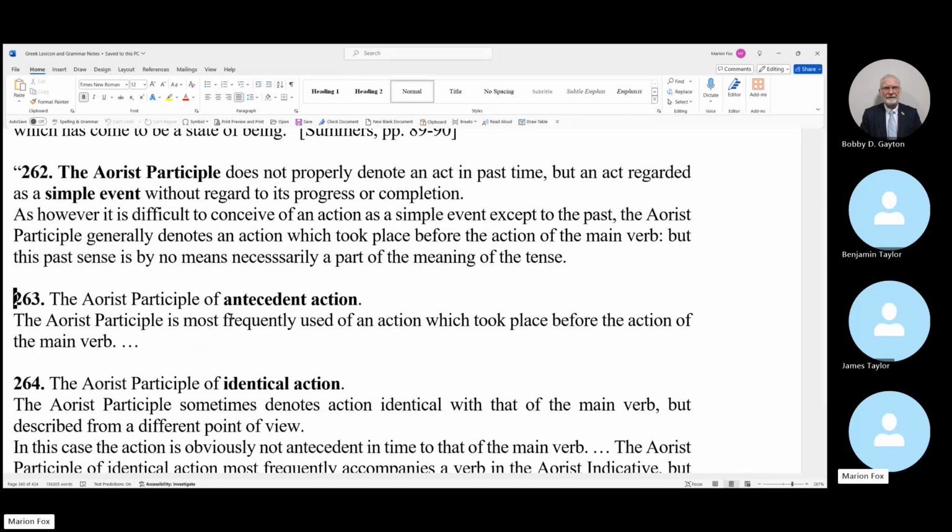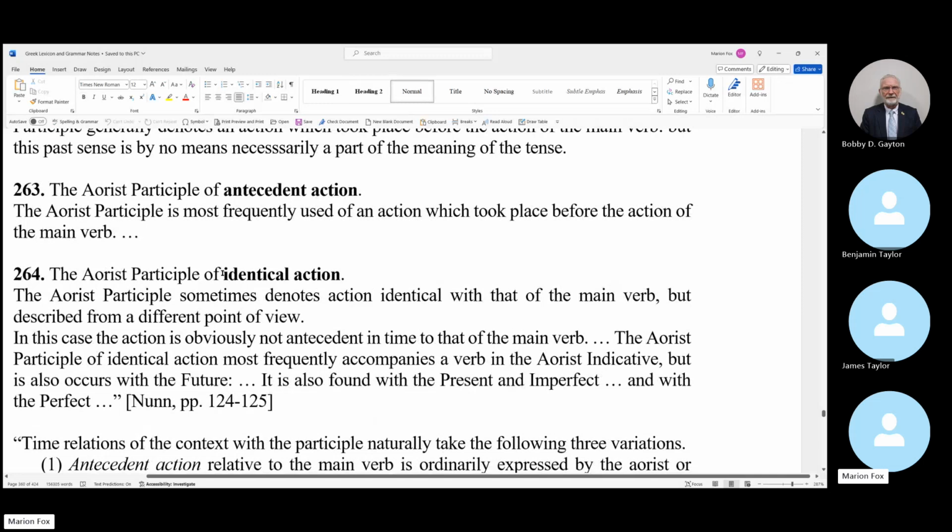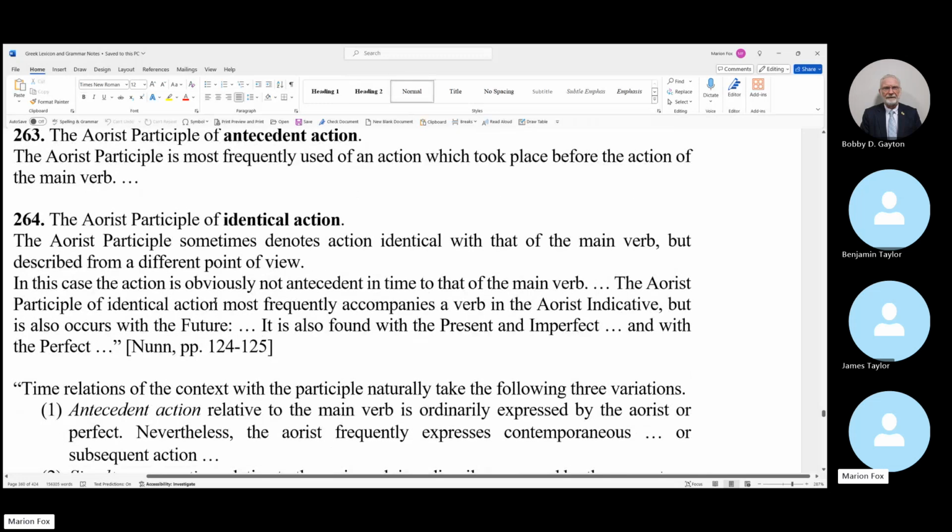However, it is difficult to conceive an action as a simple event except in the past. The aorist participle generally denotes an action which took place before the action of the main verb, but this past tense is by no means necessarily part of the meaning of the tense. Right? It's of antecedent action. So he tells you it can be antecedent, and ante is, of course, Latin for before. So it's most frequently used, okay? Aorist participle can be identical action with that of the main verb, but described from a different point of view. Nunn says in this case the action is obviously not antecedent in time to the main verb. So Nunn says it's not necessarily antecedent action.